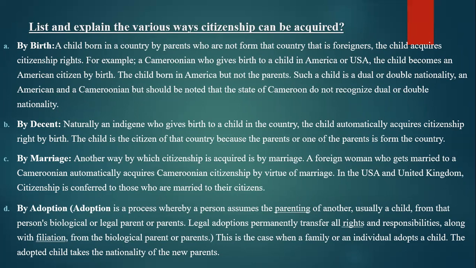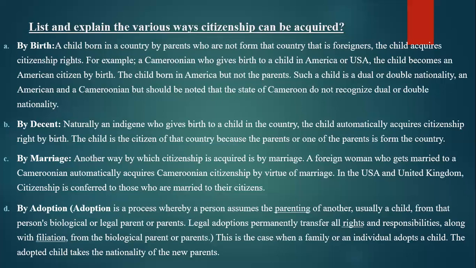You have citizenship by descent. A citizen who gives birth to a child in the country, the child automatically acquires the citizenship right by birth. The child is a citizen of that country because the parents or one of the parents is from that country. You have citizenship by marriage. Another way by which citizenship is acquired is by marriage. A foreign woman who gets married to a Cameroonian automatically acquires Cameroonian citizenship by virtue of marriage. In the USA and United Kingdom, citizenship is conferred on those who are married to their citizens.